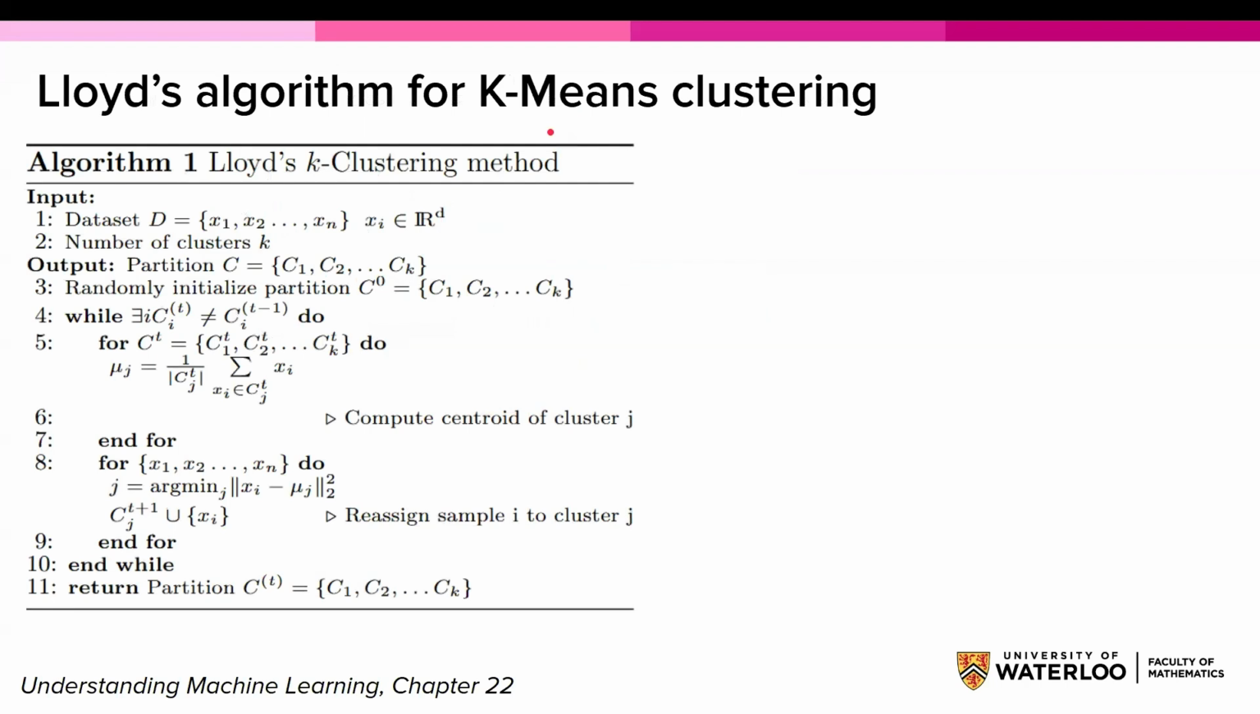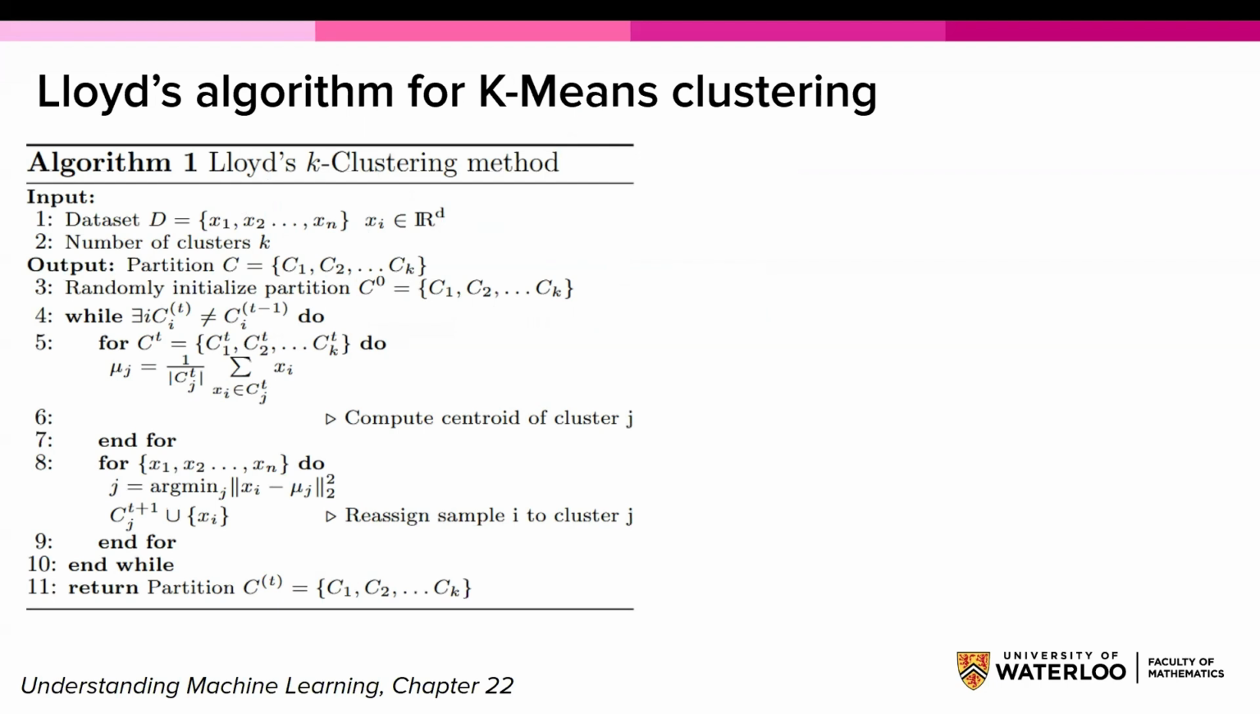Okay, so to solve k-means, we actually rely on some heuristic algorithms, the most common of which is known as Lloyd's algorithm. And the idea here is to iteratively refine the clusters. It doesn't guarantee a global minimum, but it'll get us to a minimum.